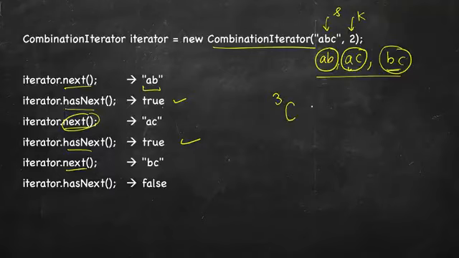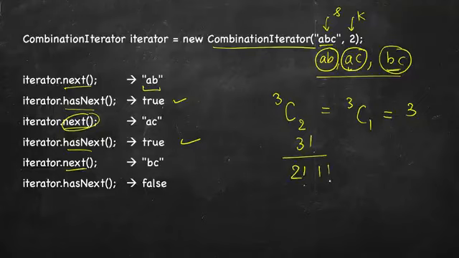N choose K. Here N is 3, the length of the string, and K is 2. So 3C2 is the same as 3C1, which is the same as 3. So it's 3 factorial divided by 2 factorial divided by 1 factorial. So it's 3 times 2 factorial divided by 2 factorial. So this 3 is coming from that.